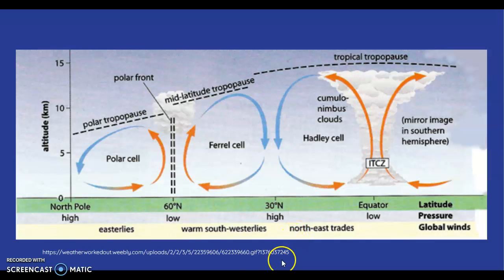Then we see that we have Ferrel cells from about 30 degrees to 60 degrees north and south of the equator. This is marked by drier, hot, stable air, and this is where we typically find most of our greater deserts. Finally, we have the areas that are called the polar cells from about 60 degrees to 90 degrees south of the equator. These are marked by dry, cold, polar air.